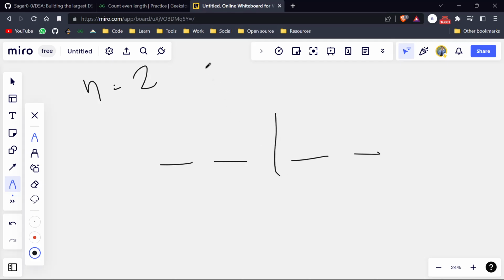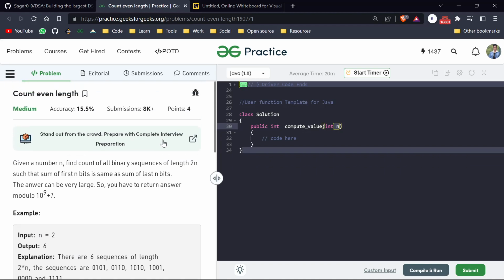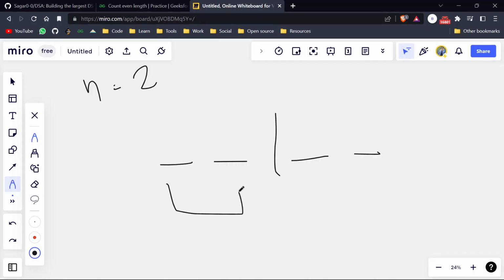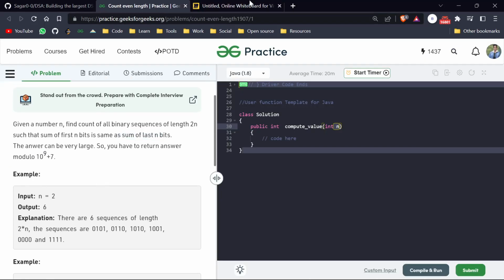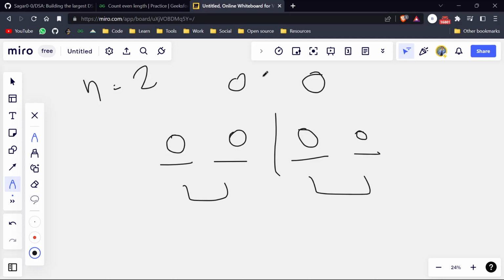So there are 4 bits that we have to consider, and here is a wall just for reference. We consider length 2n such that the sum of the first n bits is equal to the sum of the last n bits, so the sum of these 2 bits equals the sum of these 2 bits. We have to consider those cases. First, 0 0 0 0. Is the sum of these numbers equal to the sum of those? Yes, the sum is 0 here and 0 here, so they are equal and this is a valid case.